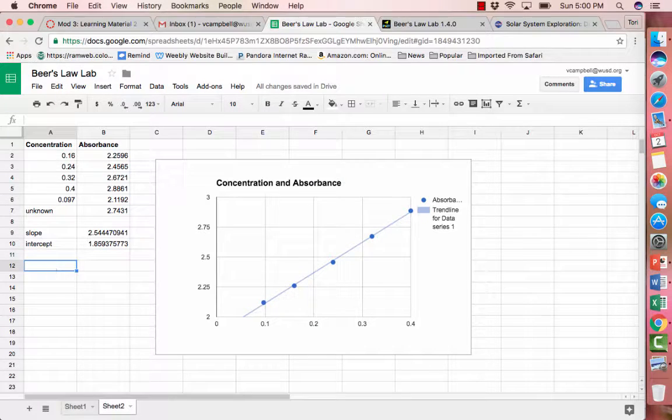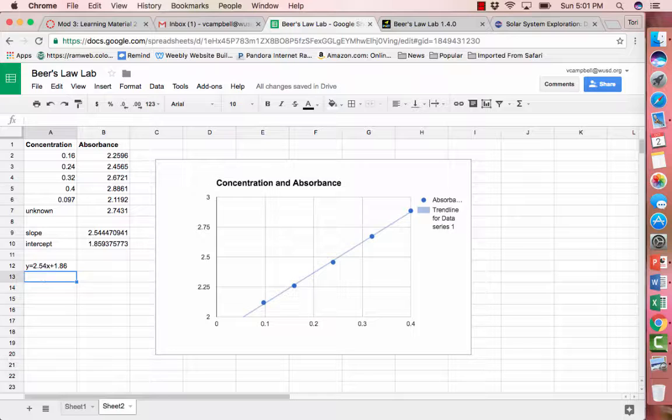So now my equation of my line would be y equals 2.5x plus 1.85. Oh, 1.86, I'll round that. Actually, I'll round that as well. Okay, so the complete equation of the line is y equals 2.54x, which is the slope, plus 1.86, which is the intercept. So I can use the equation of the line to solve for my unknown concentration because concentration is my x value. I'm looking to solve for x, and I can plug the absorption value in for y to solve for x.